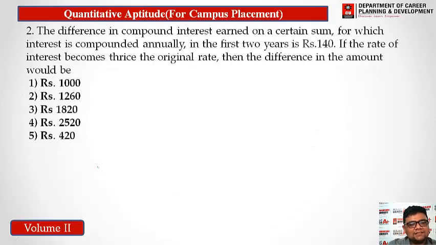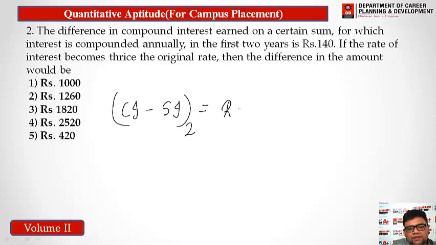Okay, let us see the next question. The next question is, the difference in compound interest earned on a certain sum, for which the interest is compounded annually, in the first 2 years is rupees 140. So the difference between SI and CI for 2 years is given to us as rupees 140. Now the difference is what?